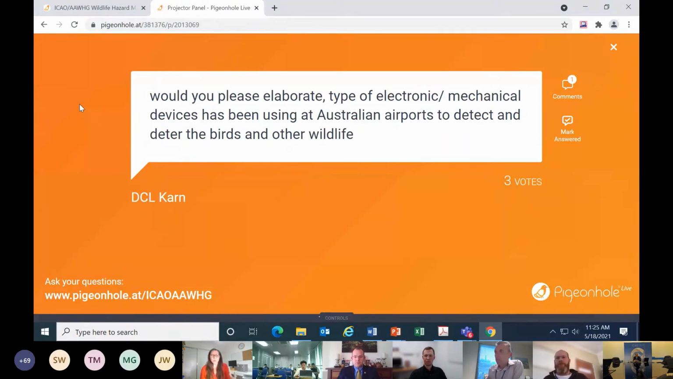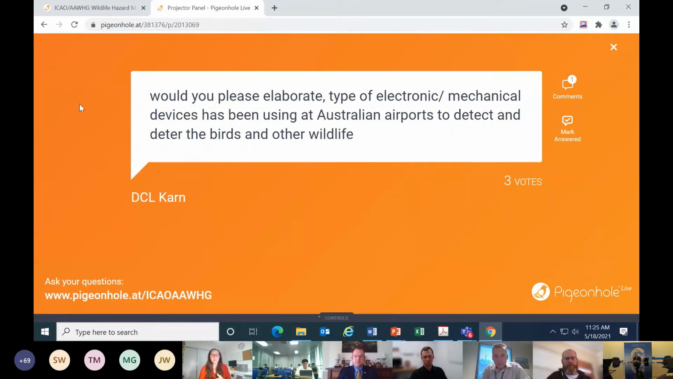pretty much anything that can make a noise, but even the physical presence of someone, whether that's in a vehicle or just someone walking towards the birds. More elaborate and more complex tools could be things like trained dogs or falcons, raptors. They're quite successful on a particular group of birds. But I think the key is there's no one device that you can just set up and forget about, press a button, walk away, and it will keep all your birds away. That sort of silver bullet does not exist.